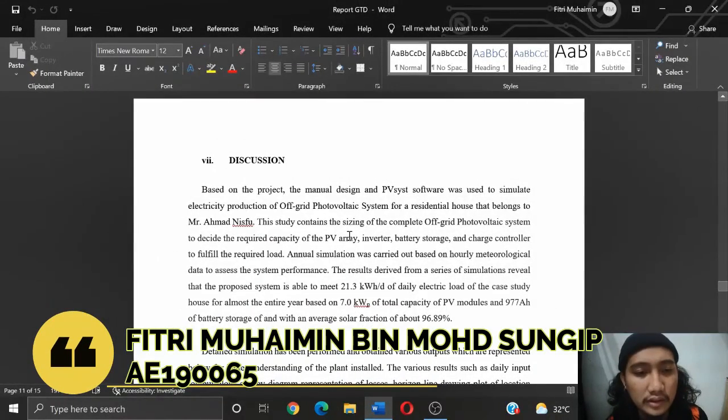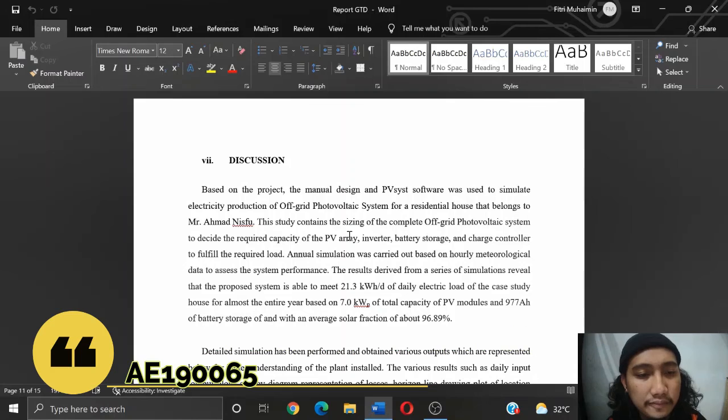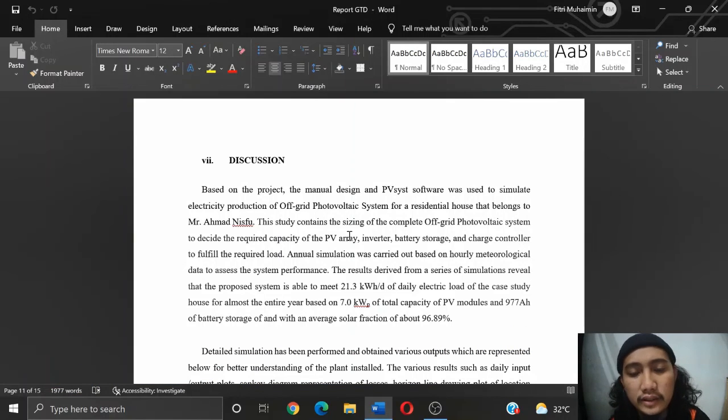So this is the discussion for our project. Based on the project, the manual design and PVsyst software were used to simulate electricity production of an off-grid photovoltaic system for a residential house that belongs to Ahmad Nisfu. The study contained the sizing of the complete off-grid photovoltaic system to decide the required capacity of the PV array, inverter, battery storage, and charge controller to fulfill the required load. The simulation was carried out based on hourly meteorological data to assess the system performance.